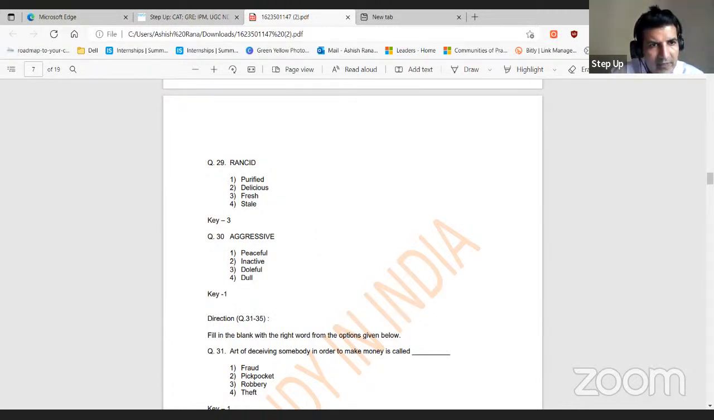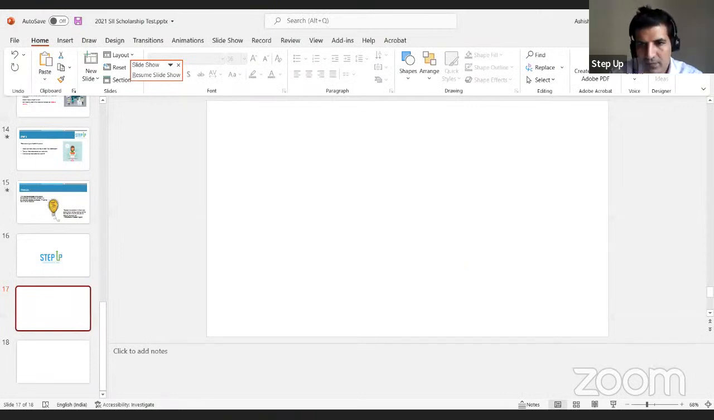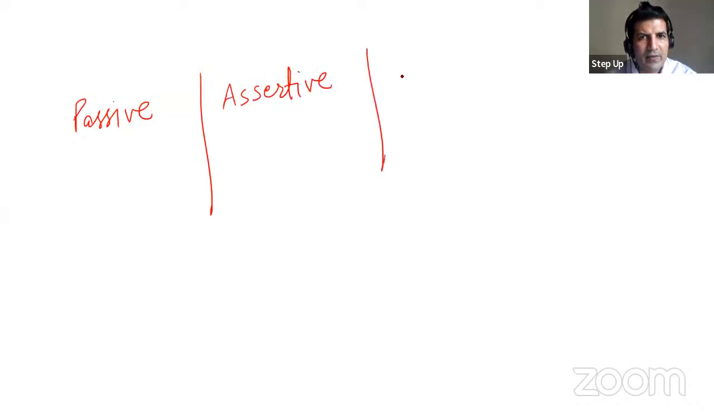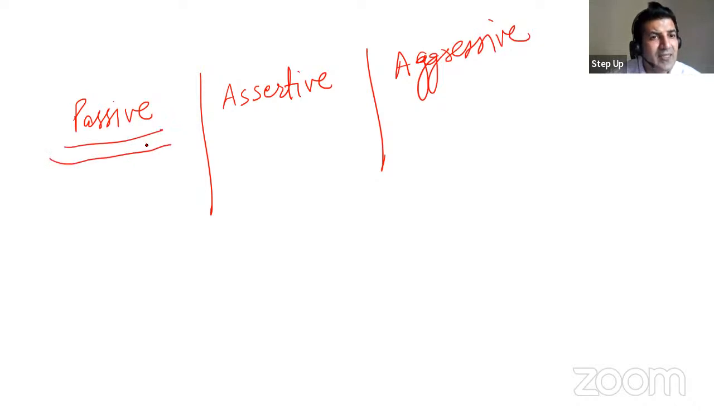So in life, it is very important to know this also, right? There are different kinds of people in life. One is passive, some are assertive, some are aggressive. Okay, passive people are people who feel that others are more important than them. So if somebody comes and says anything to them, they easily give away things, right?